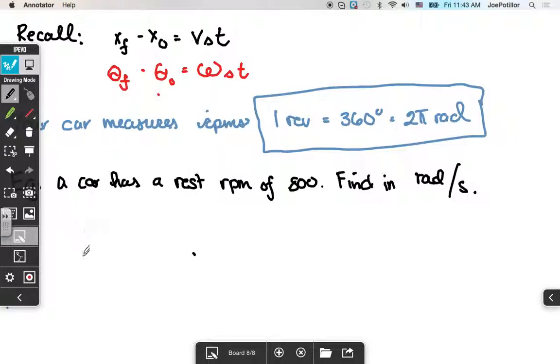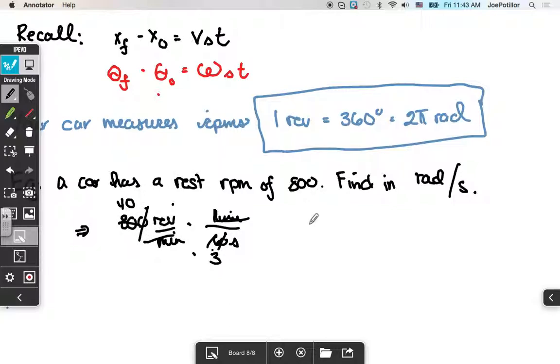And so to do that, we of course convert it. So we have 800 revolutions per minute. We want to convert it to radians per second. Because of course we know there's 60 seconds in 1 minute, we divide by 60. Alright, so there we go. Kiss the 0 goodbye. 80 divided by 6. We'll leave a 3 on the bottom and a 40 here. So 40 revolutions per 3 seconds.